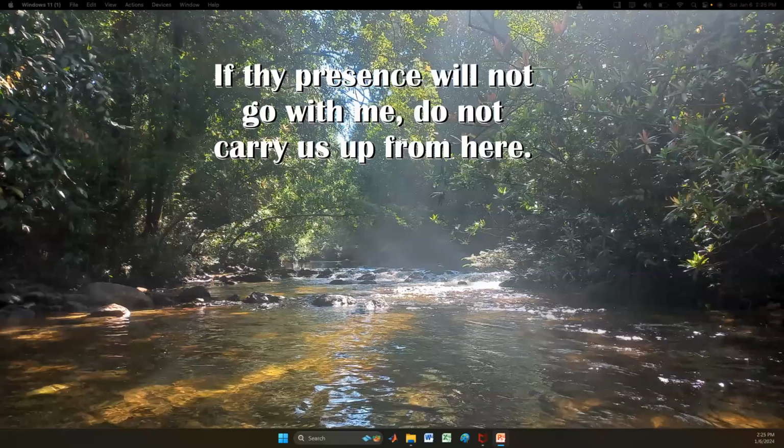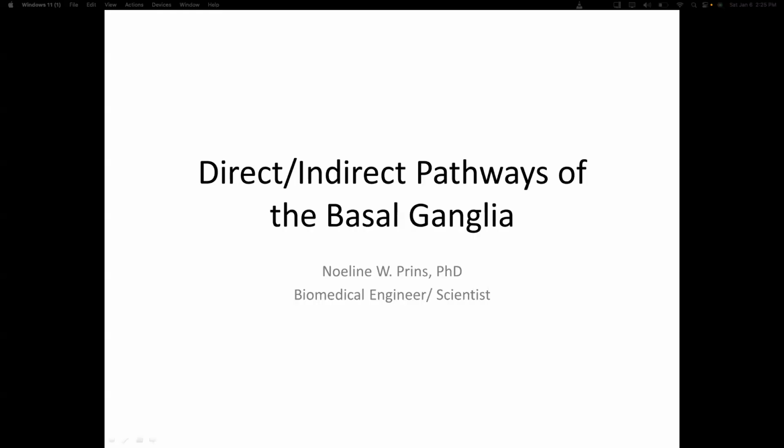Hi, so today we're going to be talking about the direct and indirect pathways of the basal ganglia. As I start, I want to make a disclaimer. First, I am not a medical doctor or a biologist. I'm an engineer and a scientist trying to make sense of these pathways and hopefully help others who are starting off. So this is just an introduction.